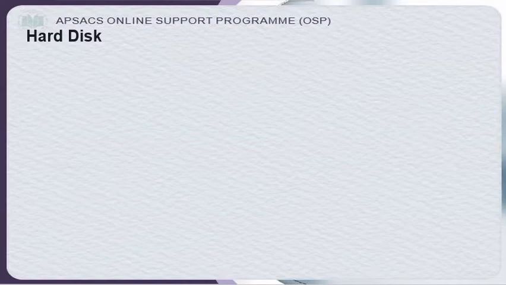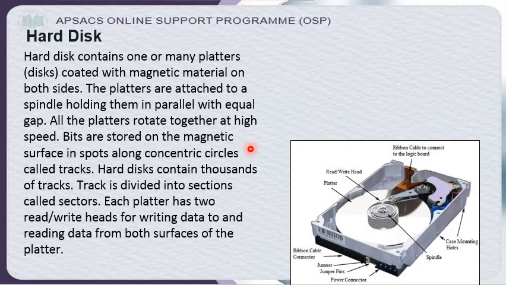Hard disk. Let's discuss the structure of the hard drive or hard disk. On a hard disk, we have one or many plates. You can see this is the aluminum plate, which is coated with a magnetic material on both sides. These plates are attached to a spindle, which holds them in parallel with equal gaps. So when we have two plates, a slight gap will be there in between them.